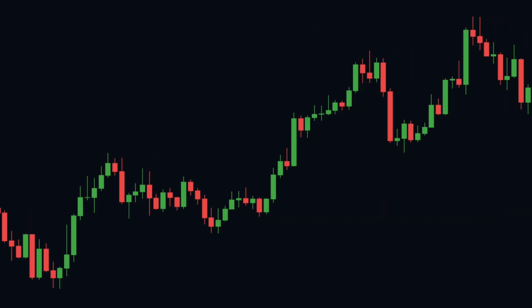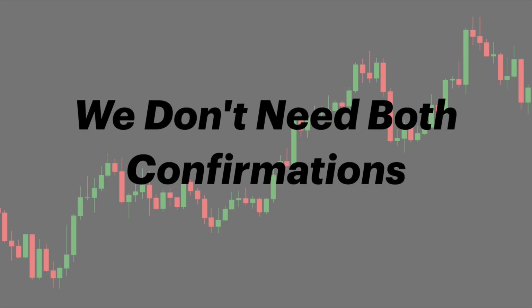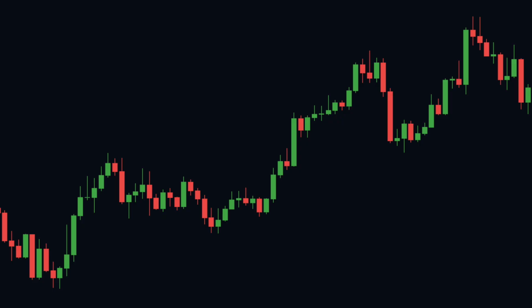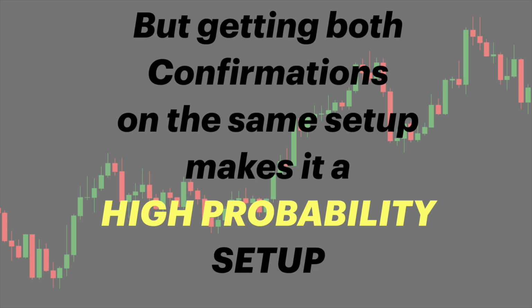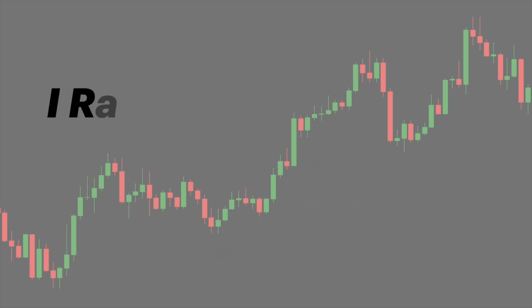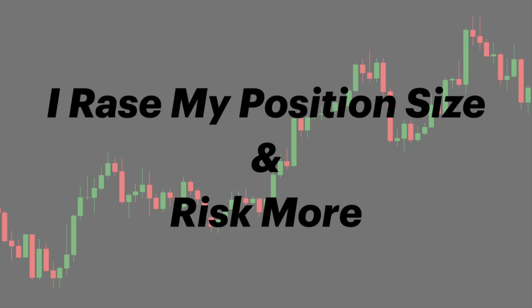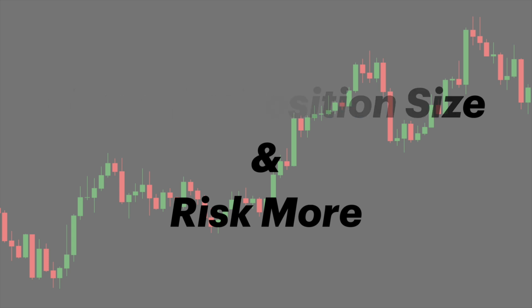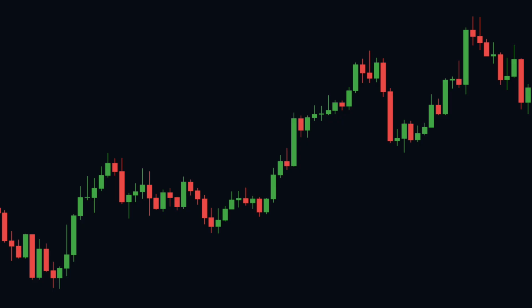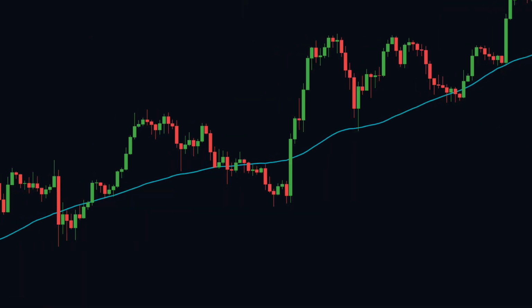It is vital to realize that you do not need both confirmations to verify a setup. You can utilize either one confirmation. But getting both confirmations on the same setup makes it a high probability setup. On such setups, I tend to raise my position size and risk more than usual, knowing that the odds of failure are quite low.